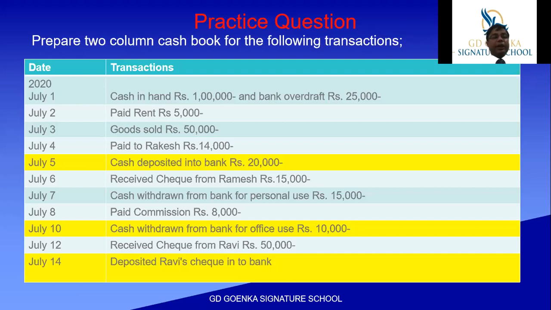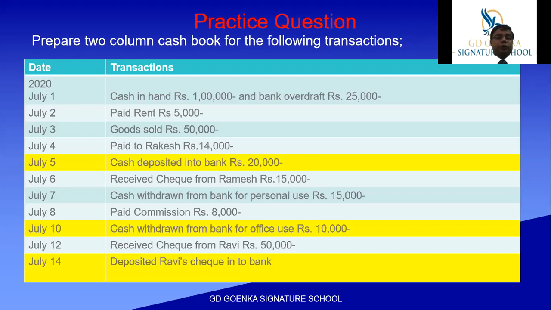July 7, it is cash withdrawn from the bank for personal use. It is not a contra entry because here the money is being withdrawn from the bank for the personal need of the owner and not coming into the business. That's why it is not a contra entry. And paid commission, cash will go out.